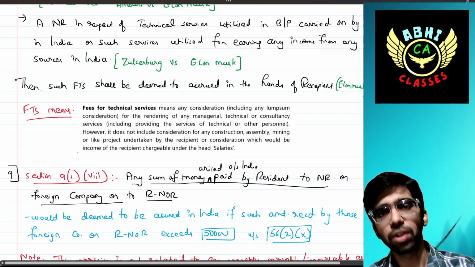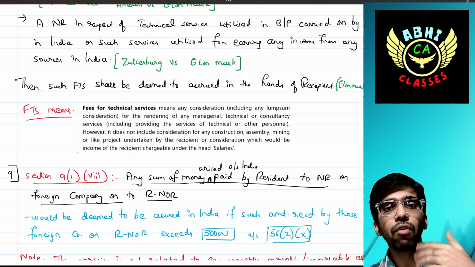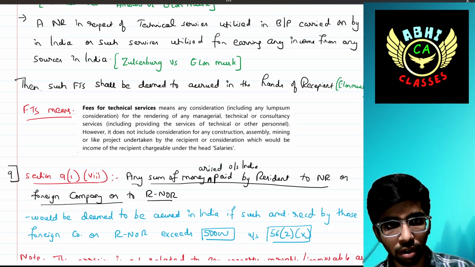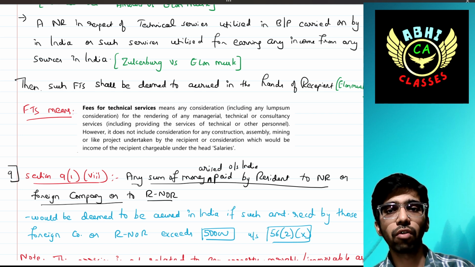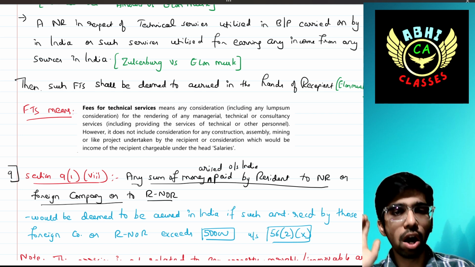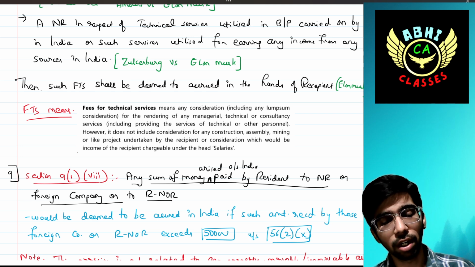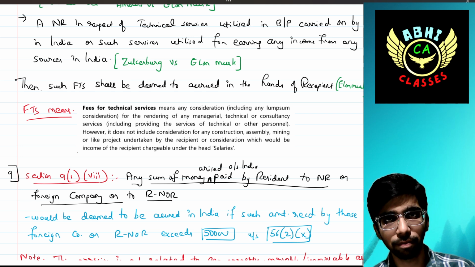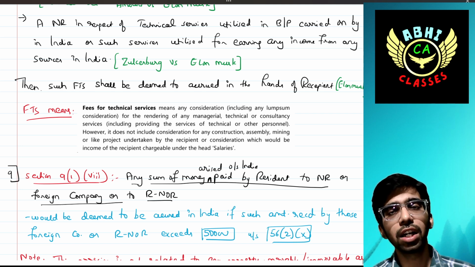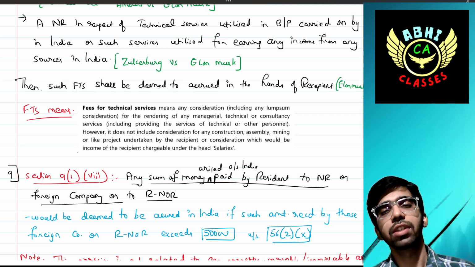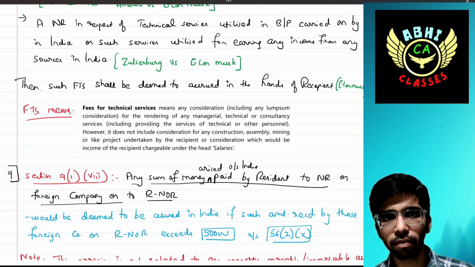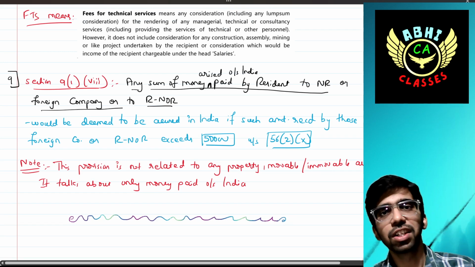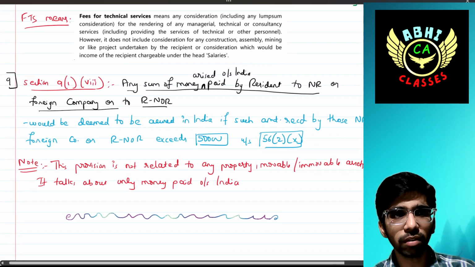FTS means any consideration, including any lump sum consideration, for the rendering of managerial, technical, or consultancy services. However, it does not include consideration for any construction, assembly, mining, or like project undertaken by the recipient, or consideration which would be income of the recipient chargeable under the head salaries. Okay, this will be detailed. In detail we will discuss it in the salary chapter. Okay, FTS we have understood. Next, the last section of this deeming concept.